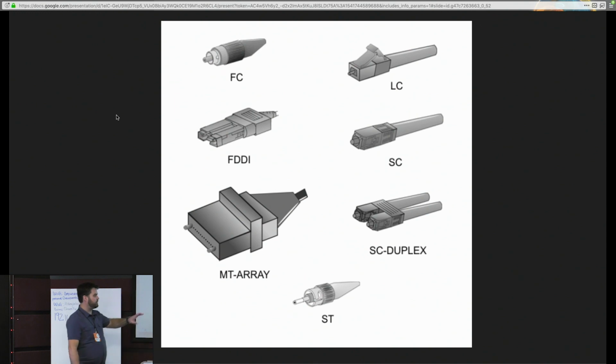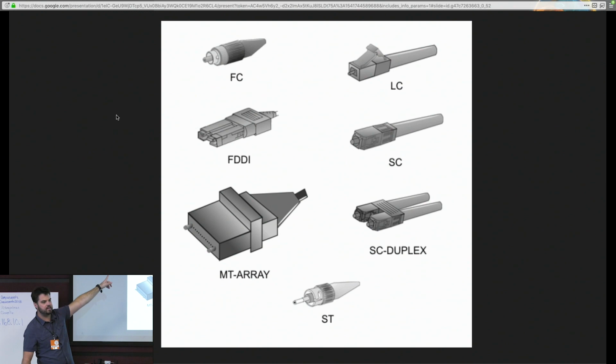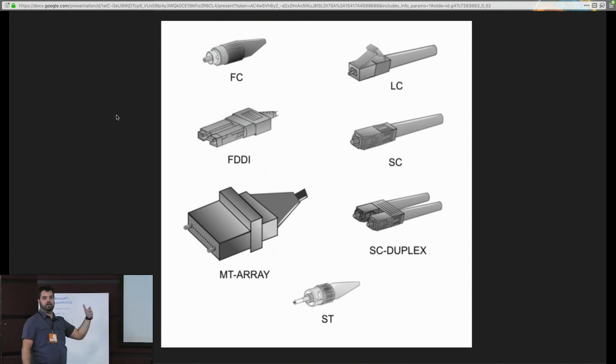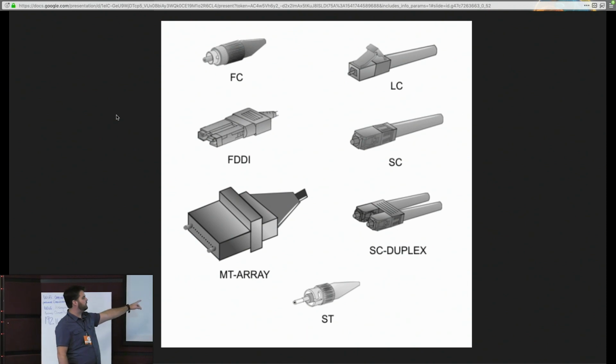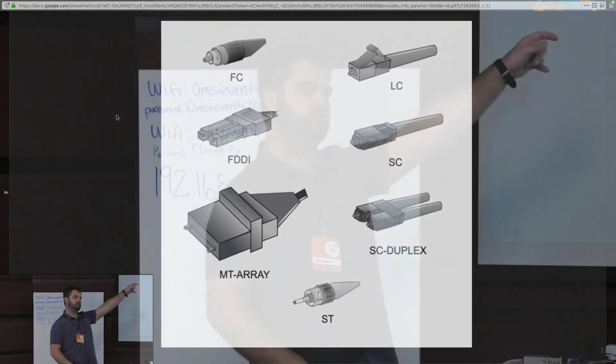I'm not going to run through each of these individually, just to say I think the most common for what we're trying to do is this one in the top right called LC. I usually just ask for LC handoffs. In this picture, it only shows one, but it always comes as two. They come in a pair. They're TX and RX, so one of them sends, the other one receives. So you would get basically two of those from the provider.